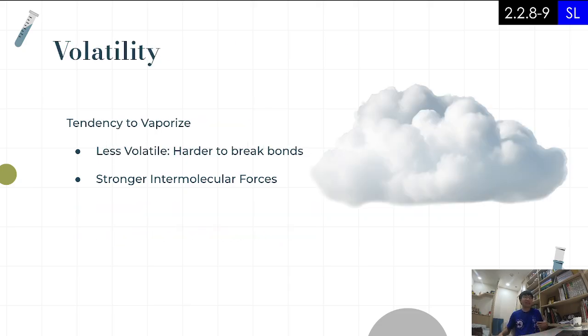Volatility is a tendency to vaporize. It's kind of similar to boiling and melting points, because the less volatile a substance is, the less easily it evaporates, so it's harder to break bonds. So stronger intermolecular forces will make a molecule less volatile, or less easy to evaporate.